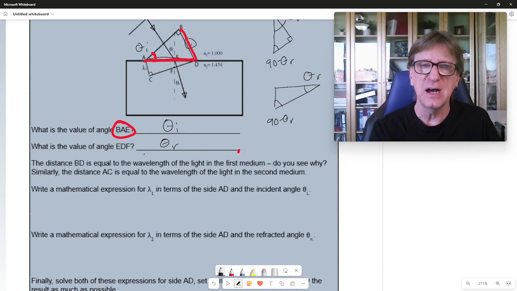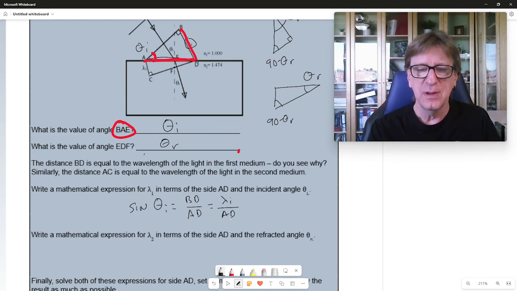So if this is theta I, and I want to do it in terms of BD and AD, which trig function do I want to use? That's going to be the sine. So that tells us that sine of theta I must equal the opposite, BD, over my adjacent, which is AD. However, BD is actually the wavelength. So that's our incoming wavelength, our incident wavelength. Now, yes, we've still got this AD, which is arbitrary, so our goal is we're going to have to get rid of that at some point.